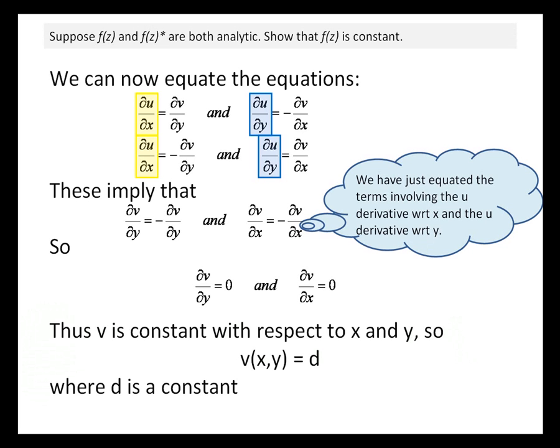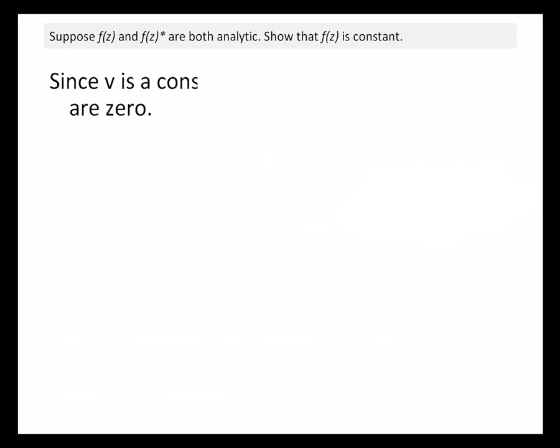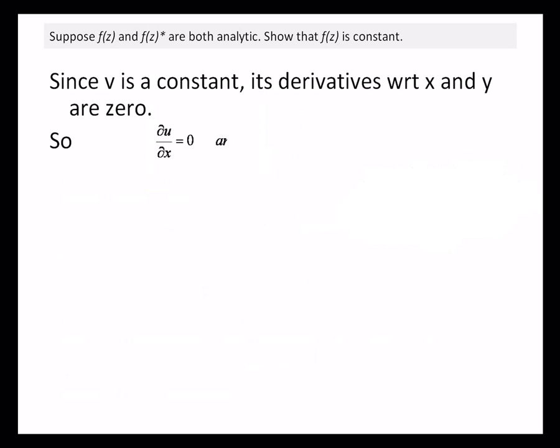So we've now shown half of the question. We've shown that the imaginary part of f of z is a constant, and we can now use this together with the Cauchy-Riemann equations to deduce that the real part must also be constant. So taking the Cauchy-Riemann equations, we must get du by dx is equal to 0 and du by dy is equal to 0.